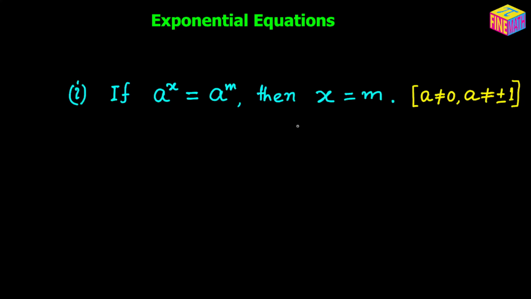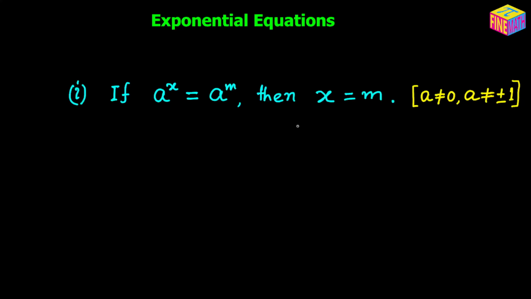Similarly, let's go with another number. Let's say 1. Can we say that 1 to the power 5 is equal to 1 to the power 10? Yes, of course we can say that, because 1 to the power 5 is equal to 1. 1 to the power 10 is also equal to 1. So they both are equal, right? But from here, can we say that 5 is equal to 10? Definitely not. We know that 5 is not equal to 10. So that is why we have to avoid 0 and we have to avoid 1 also.